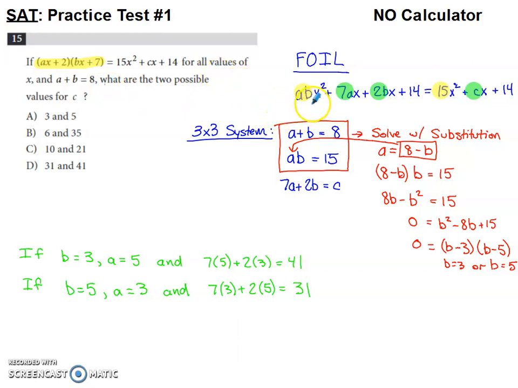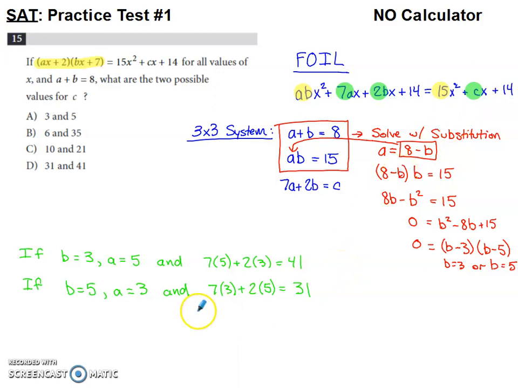So when I did first times first, I got this term. When I did outer times outer, I got 7ax. Inner times inner is 2bx. And then last times last is positive 14. So when I FOIL out the left-hand side of this equation, I know that it has to equal the expanded result that we see on the other side.